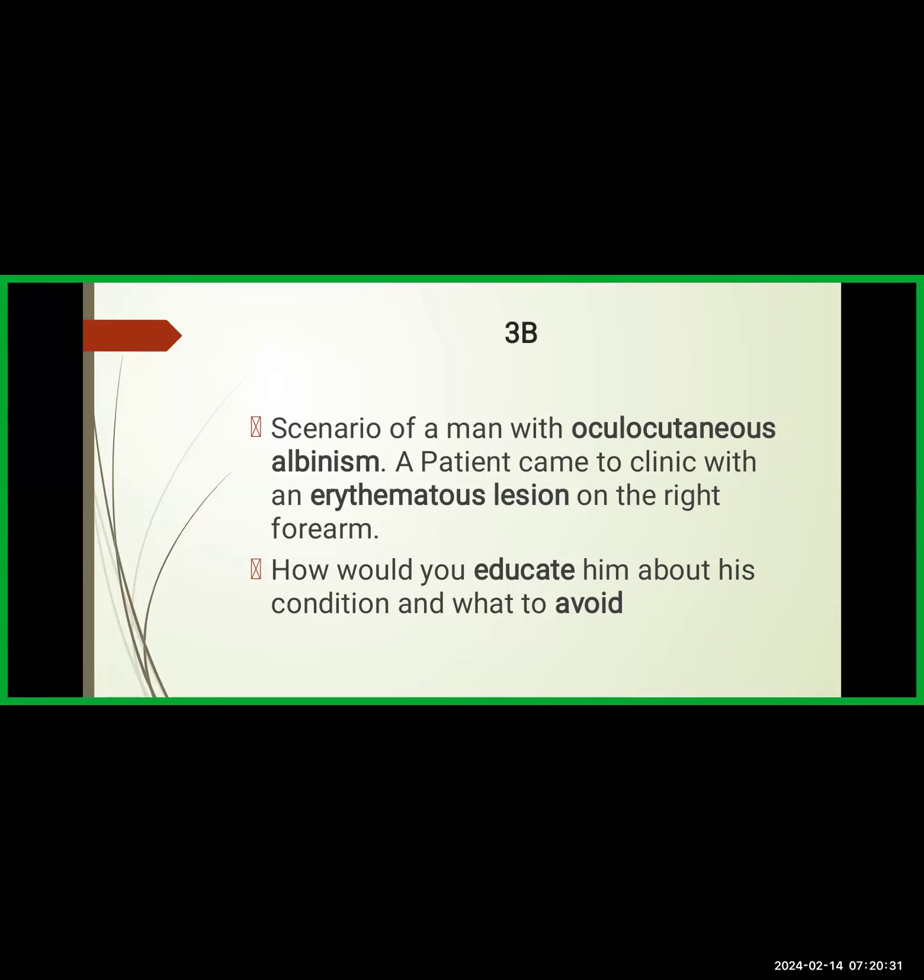And how it happens is that it is inherited. So it's not like you did anything that led to it. It's inherited in a format we call autosomal recessive. What that means is that if your parents, the father and the mother, are carriers of the gene, there is a 1 in 4 chance that each of their children will have this condition.